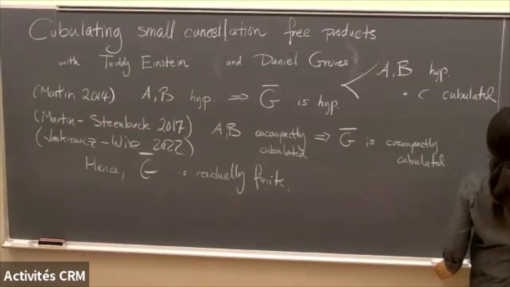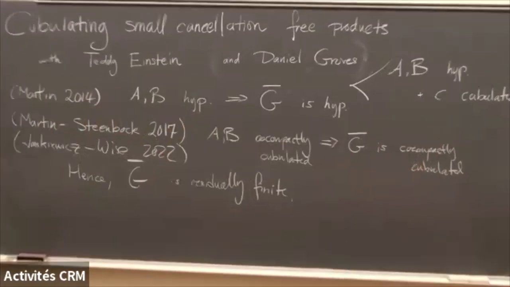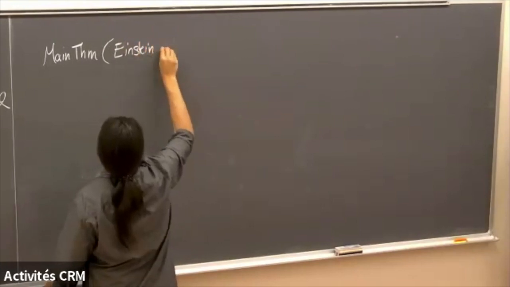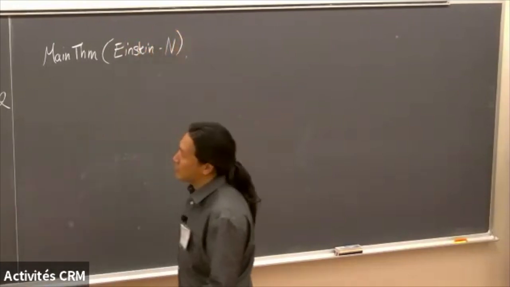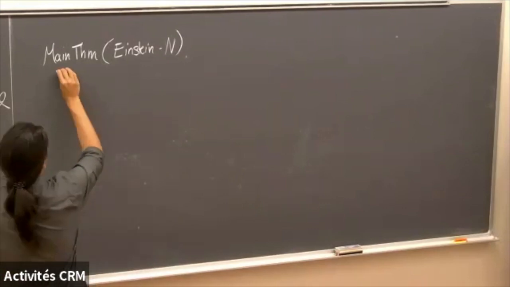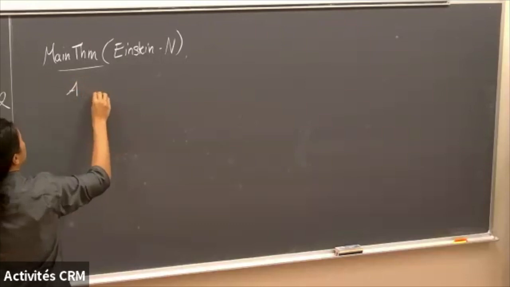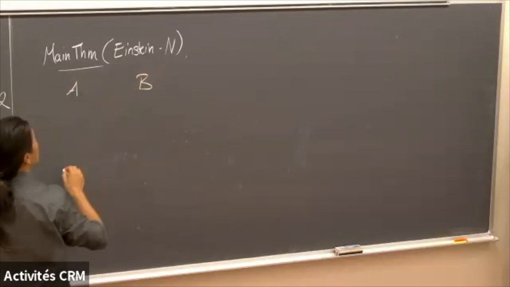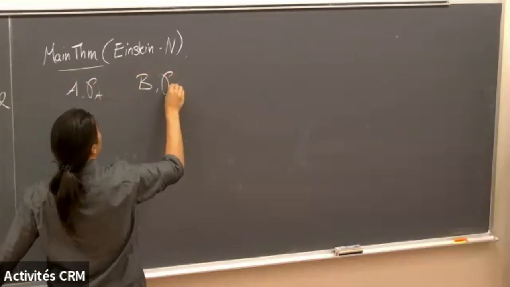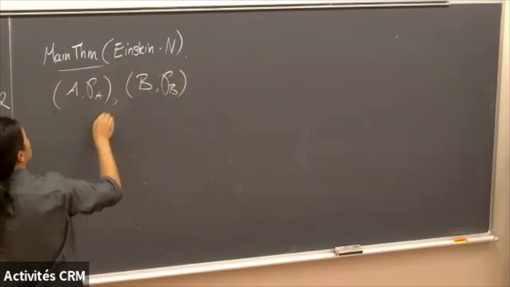Here's the main theorem. This is joint with Einstein. Yeah, there's two papers. One is joint with Teddy and one is joint with Daniel. Maybe I'll get around to talking about the second paper. Here's how it goes. I start with two groups, A and B, and then suppose that they're both relatively hyperbolic.